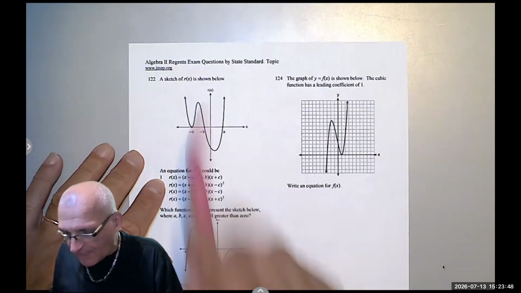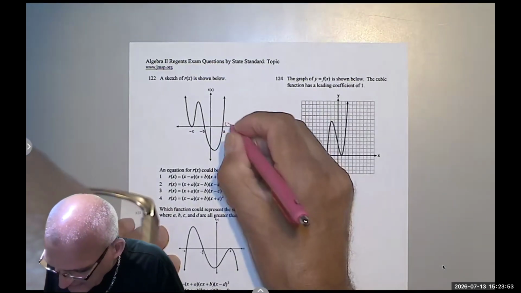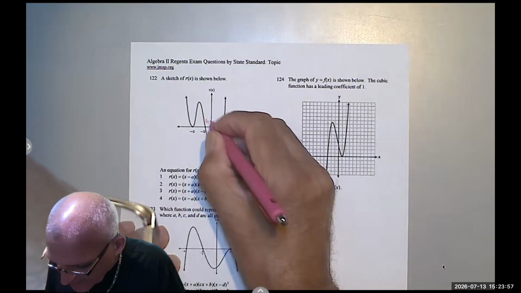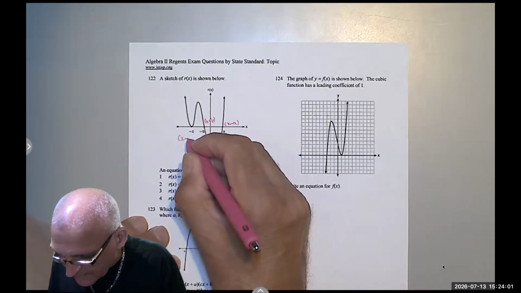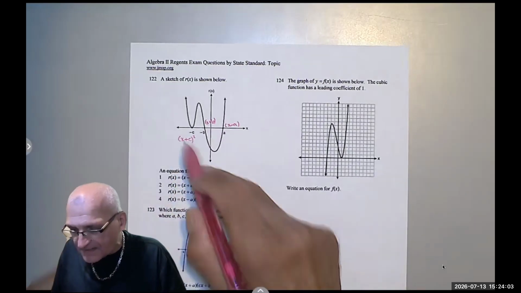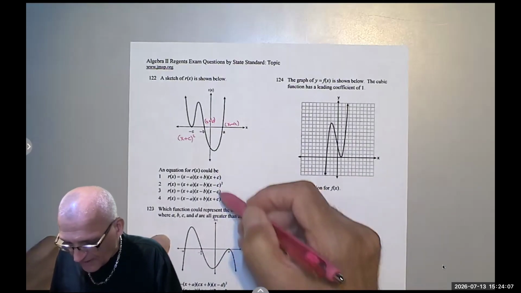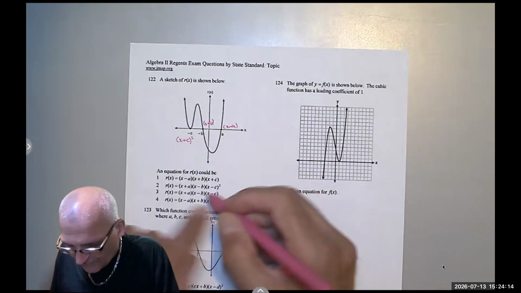122, a sketch of r of x is shown below. It crosses at a, there is x minus a. It crosses at negative b, so there is x plus b. It doesn't cross, it bounces at c, so x plus c quantity squared. These three have to show up. Those don't have squares, 1 and 3, but 2 and 4 do. Okay? X plus c squared is 4.